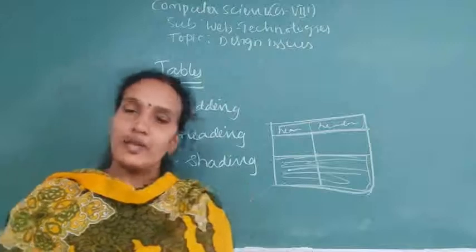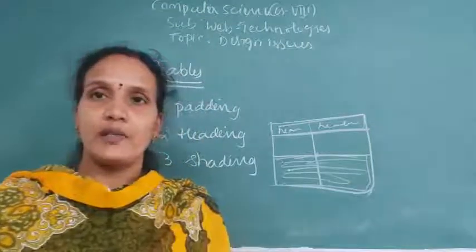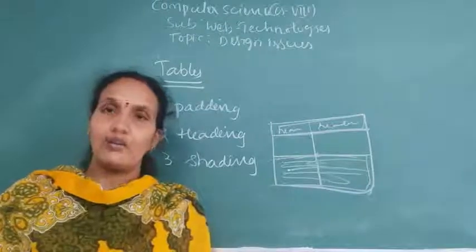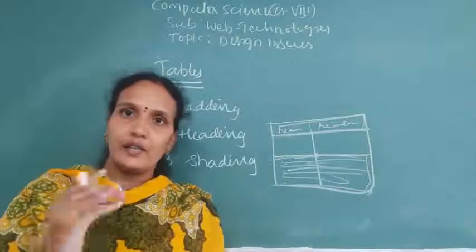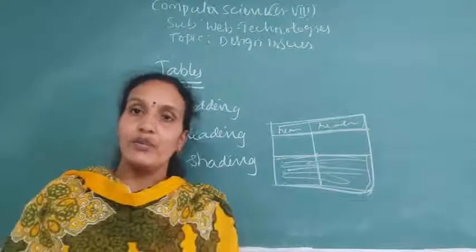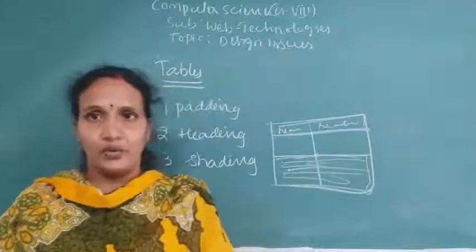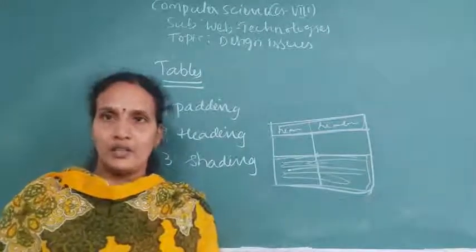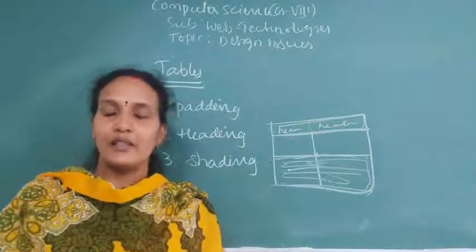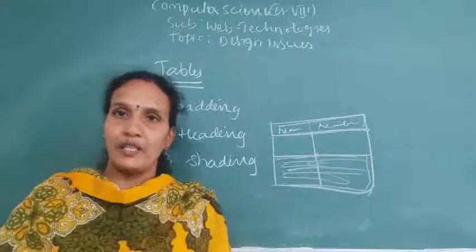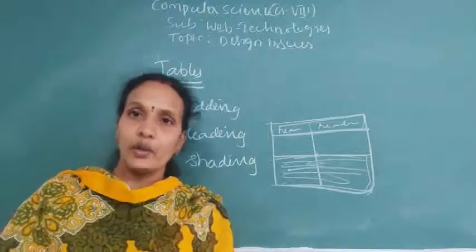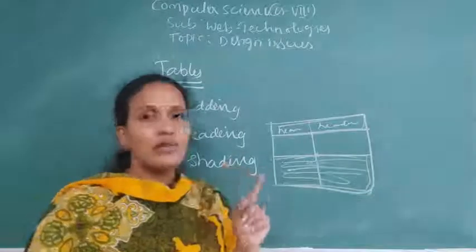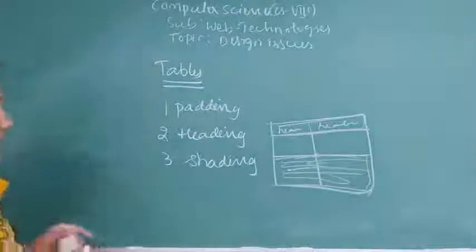First one is you need to check the padding. What is the distance between the content and the walls of that cell? The second one, in all web pages, if it is a table, in the first row you try to maintain headings for the remaining rows. Third one is the shading. In order to differentiate and to provide an attractive feature to your web page, every alternate row you give some shadows. Okay, so this is about tables, design issues.